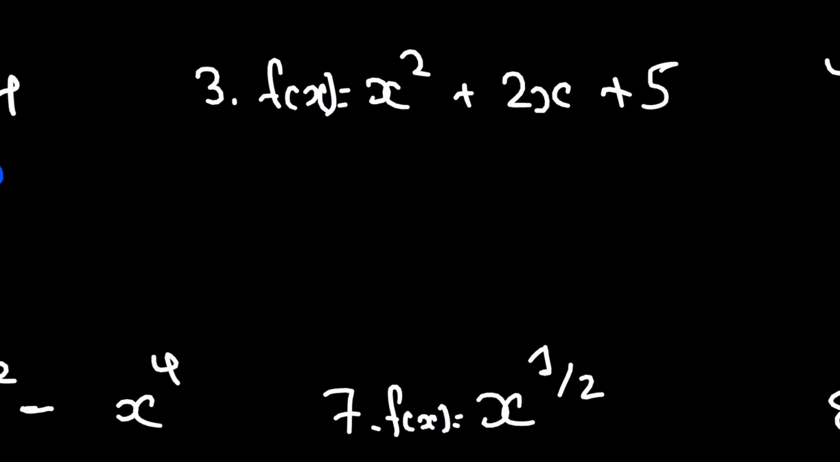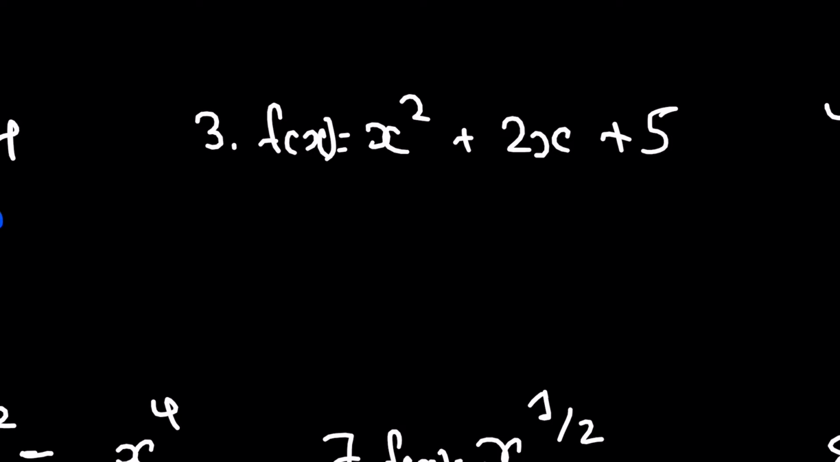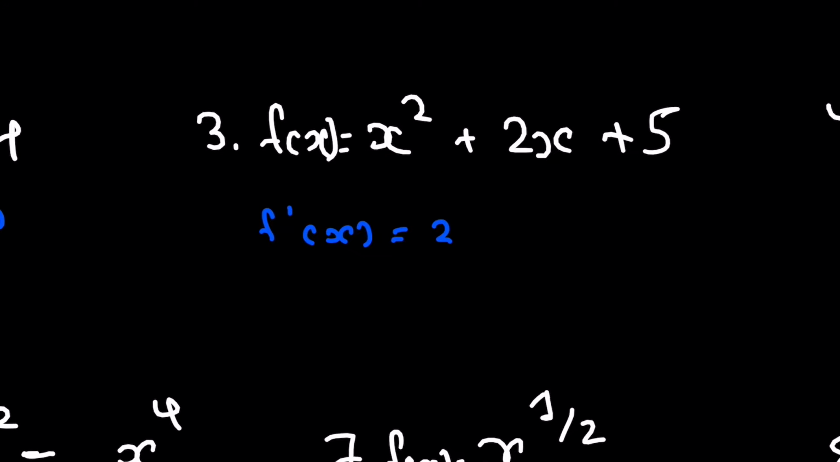Next question. We have f of x equal to x squared plus 2x plus 5. We denote the derivative as f dash x, and we calculate the derivative of x squared. The derivative of x squared is just 2x. The derivative of 2x is just 2. And the derivative of 5 is just 0. Therefore, f dash x is equal to 2x plus 2. And this here is your derivative function.